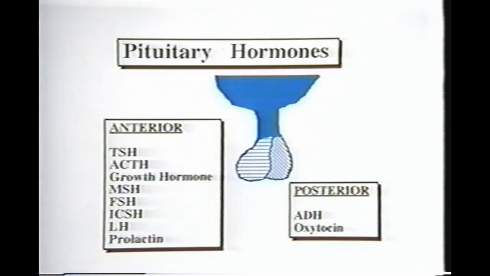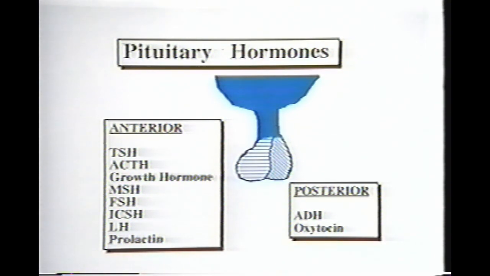First, we're going to talk about the pituitary gland. And I'd like you to note that we have both the anterior and the posterior pituitary gland. If you look at the posterior pituitary gland, it secretes simply antidiuretic hormone and oxytocin. Antidiuretic hormone is a hormone that helps to regulate fluid balance and sodium balance.